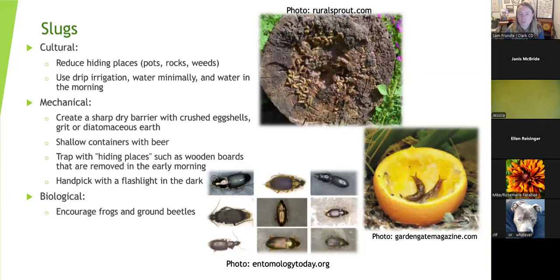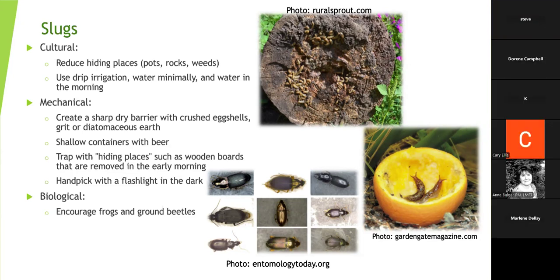So what can we do culturally? Let's reduce their hiding places, right? Pots, rocks, weeds. We want to use drip irrigation and water minimally. Water in the morning. If we water in the evening, they now have a better base to get around and they can get around faster. So we want to water in the morning. Those are some cultural changes we can do.